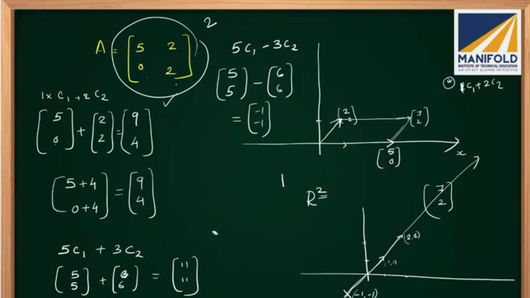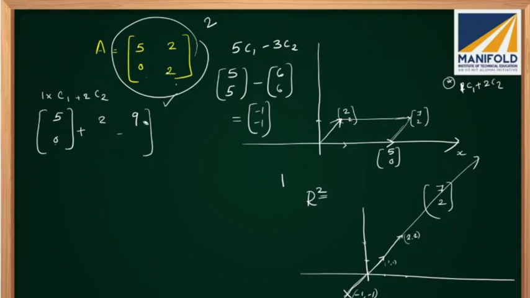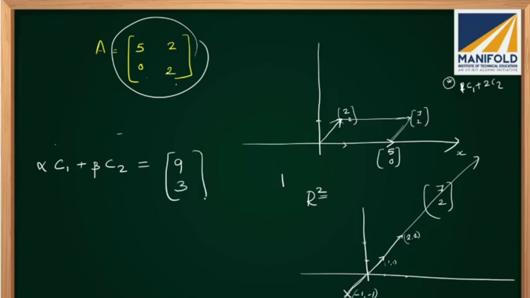I'll just draw it here itself. You want to reach the point 9i 3j, correct? Someone has asked it out. He wants to reach the point 9i 3j with this particular matrix. Okay. So I will write C1 into some combination alpha plus C2 into some combination beta should reach me to the point 9, 3. Is it correct?